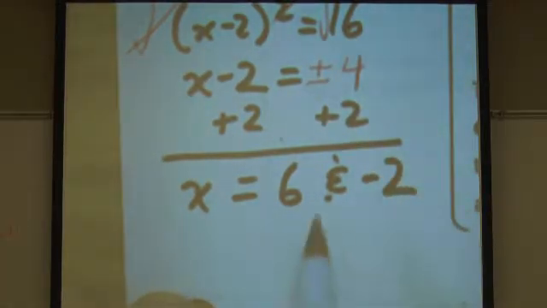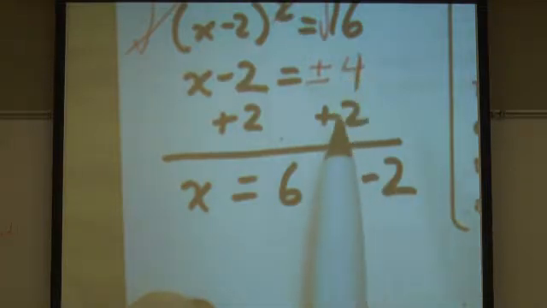So it's not just a simple positive negative answer this time. They might be two entirely different digits. Sometimes they'll actually both be positive answers. Sometimes they'll both be negative answers. But most of the time it's really one positive and one negative. But remember, you have to add 2 to a positive 4 and a negative 4 to get both the correct answers.